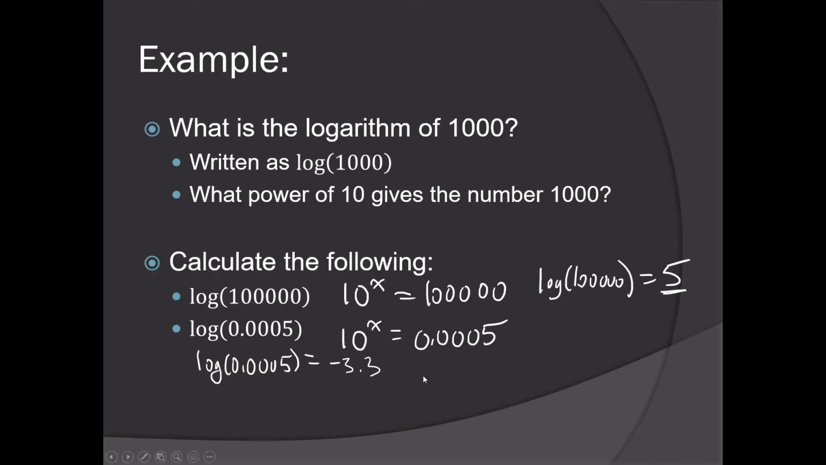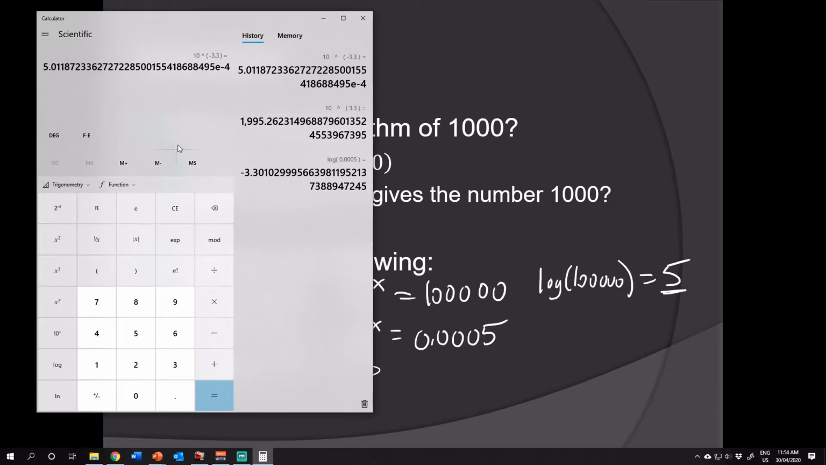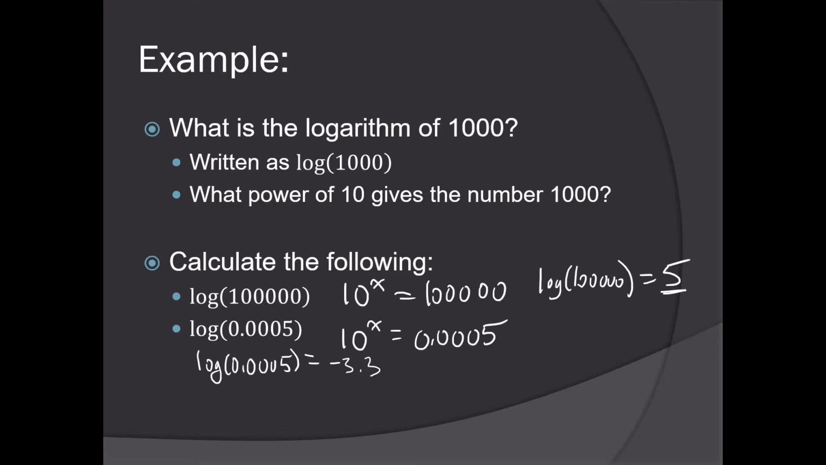So what is 10 to the negative 3.3? 10 to the power of, there we go. That is about 5 times 10 to the negative 4, which is about what we got. So that's what a logarithm does. A logarithm returns this power of 10 so that it'll give the number that's inside the logarithm.